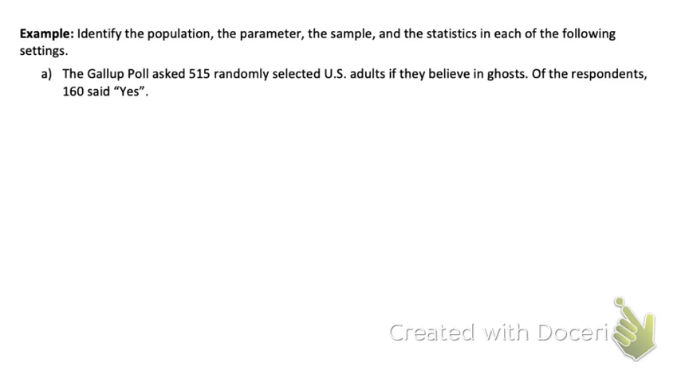Identify the population, the parameter, the sample, and the statistic in each of these settings, okay? Now, the population and the sample, it's the who or what. Who or what is the population? Who or what is in the sample, okay? The parameter and the statistic is the actual notation that you're using.